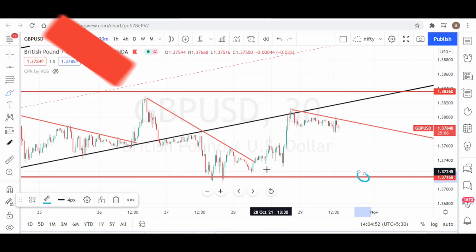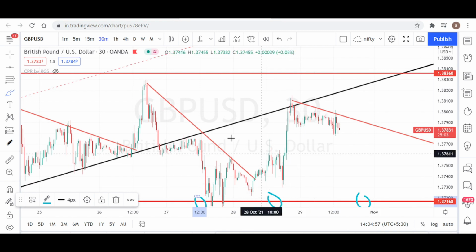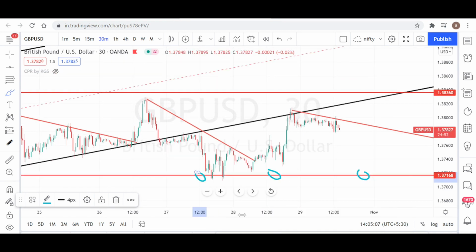Wait for it to break this support line over here. Once it breaks, you can expect the downtrend to start. Presently it is range bound market. Let us mark the ranges.